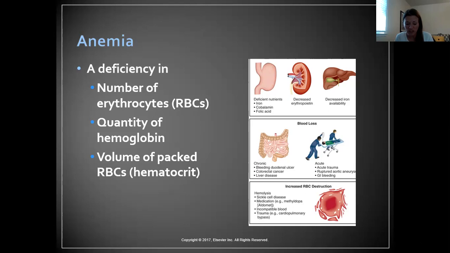Decreased red blood cell production can be from deficient nutrients such as iron or folic acid, from decreased erythropoietin production in the kidney, or from decreased iron availability in the liver. Increased red blood cell destruction can be caused by medications, trauma from incompatible blood transfusion, and from diseases such as... Symptoms of anemia are caused by the body's response to tissue hypoxia and vary based on the rate of development, severity, and presence of coexisting diseases.